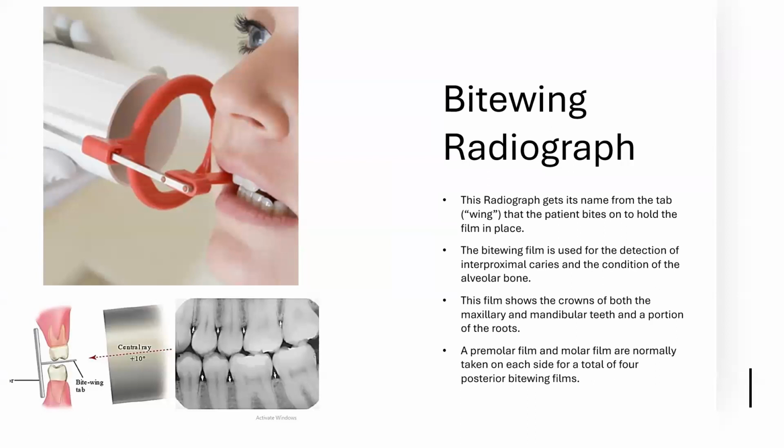The bitewing film is used for the detection of interproximal caries and the condition of the alveolar bone. This film shows the crowns of both the maxillary as well as the mandibular teeth, and a portion of the roots and the supporting structures are also visible. A premolar film and a molar film are normally taken on each side, for a total of 4 posterior bitewing films in an adult person who is healthy and who has no developmental issues.